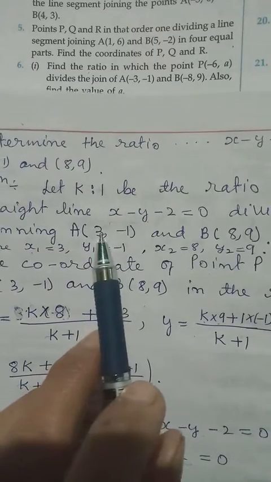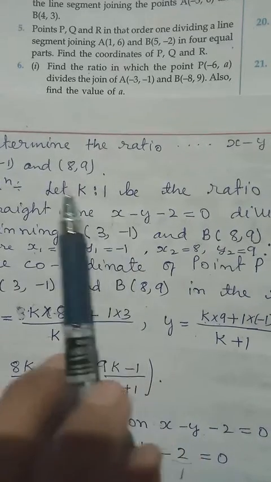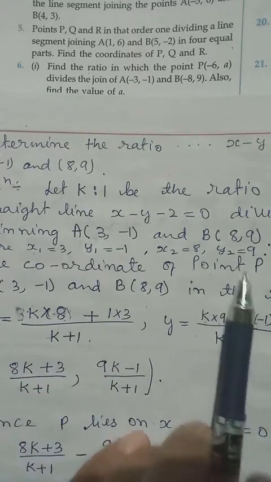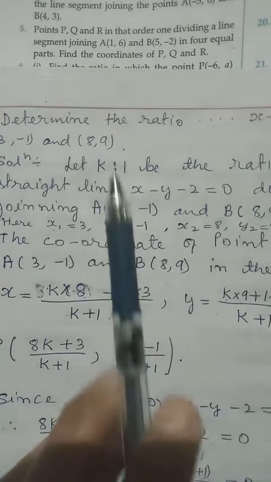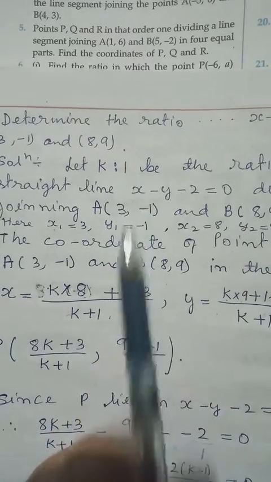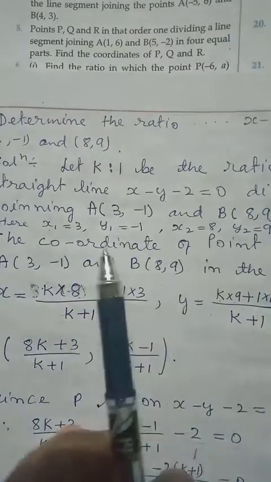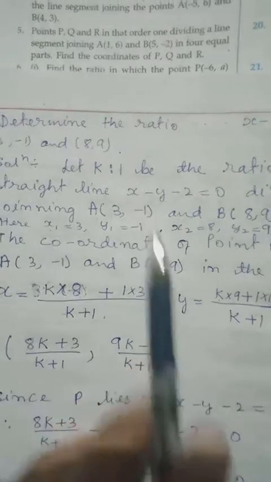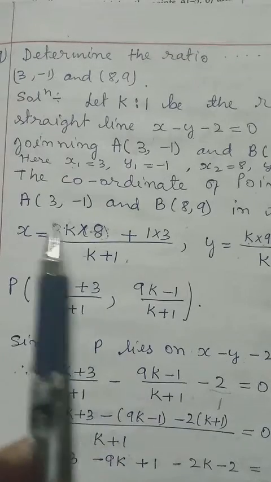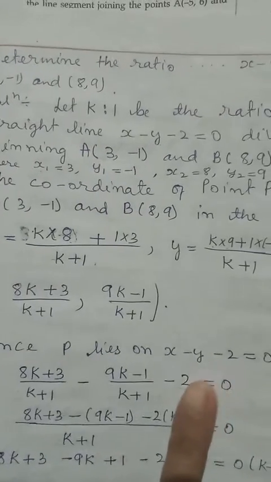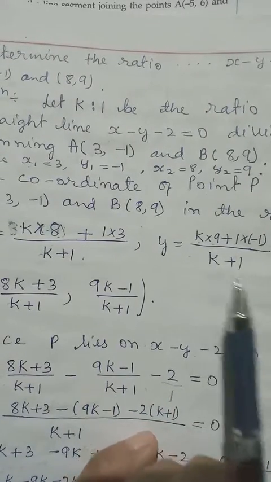So here this one will be our x1, y1, and x2, y2. We have the ratio m1, m2. We have the ratio and the coordinates, so we can apply the section formula. For x it will be k into 8 plus 1 into 3 by k plus 1. Then for y, k into 9 plus 1 into minus 1 by k plus 1. So for x we get 8k plus 3 by k plus 1, then for y, 9k minus 1 by k plus 1.